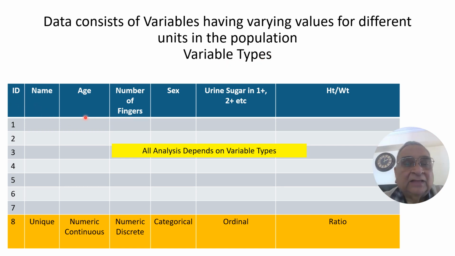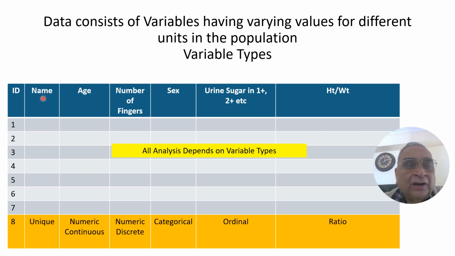Now, this is an example of data where the first row is containing variable names like ID, name, age, number of fingers, sex, urine sugar 1 plus 2 plus, and height and weight. These are the identification numbers of the population, case 1, 2, 3, 4, 5, 6, 7, 8, and so on and so forth. And these cells will acquire the value for case number 1, value of name for case number 1, value of age for case number 1.